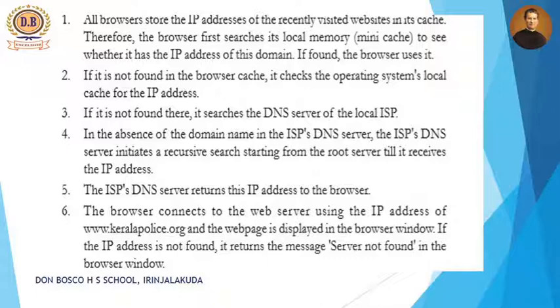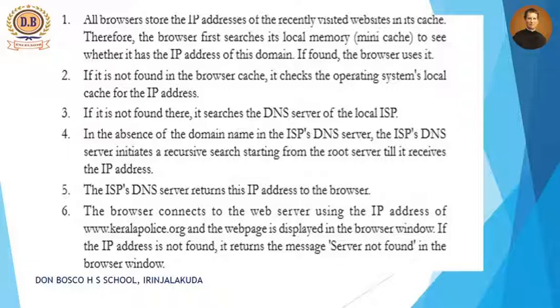Okay, what is present in the third step? Third step, if it is not found there, it searches the DNS server of the local ISP. If it is not present in local and also in the operating system cache, then it will check the DNS, the domain name system. If it is not present in both the local and the operating system, it will go for the third step. Then after the third step, what will be the fourth step?